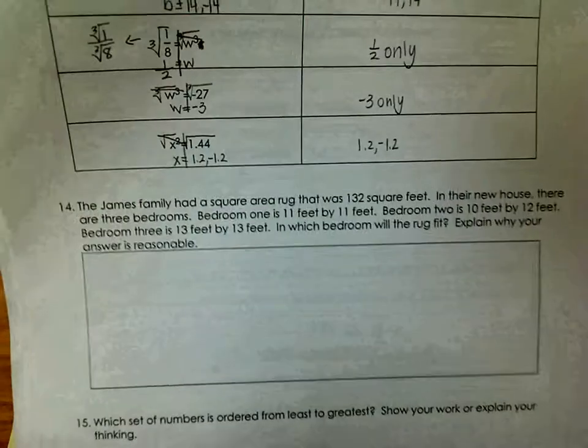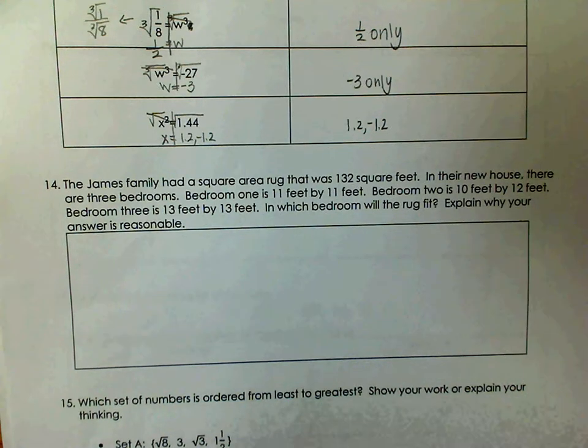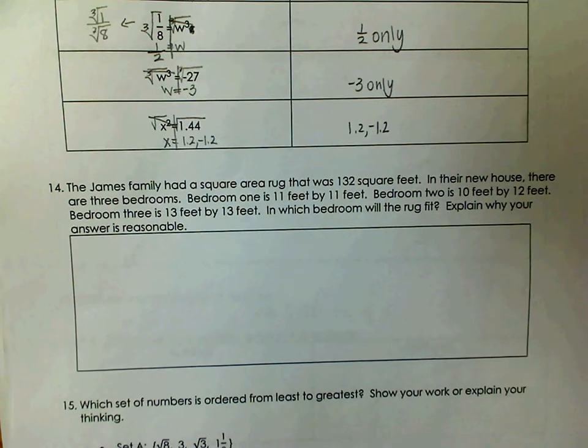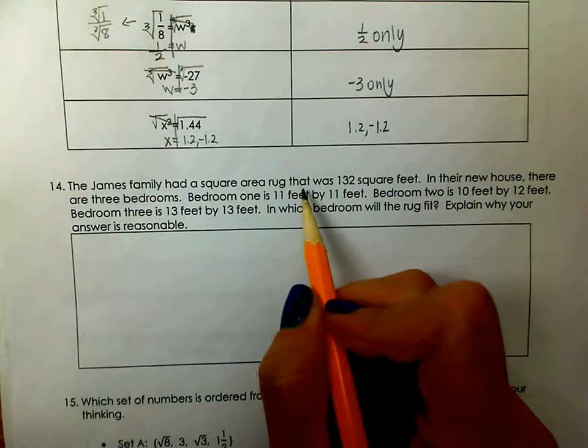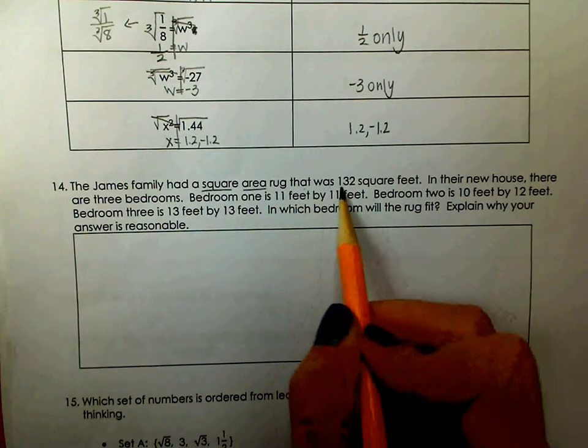Okay, number 14. Let's read that one. Hopefully you try this on your own. I would encourage you to draw pictures. So number 14, the James family had a square area rug. Okay, now that's interesting. Square area rug that was 132 square feet.